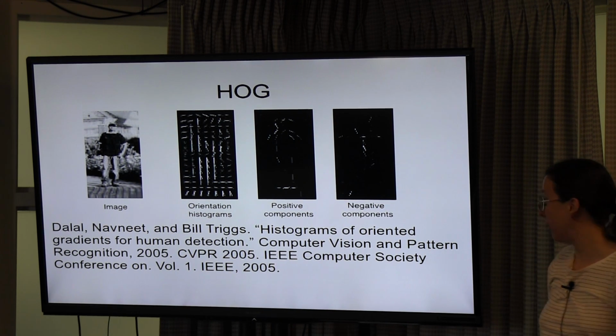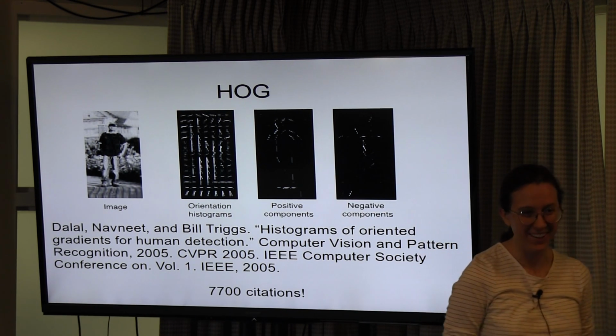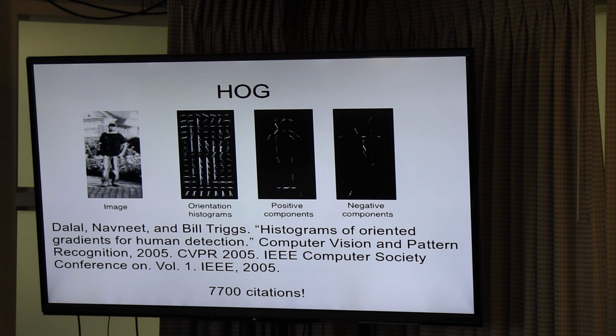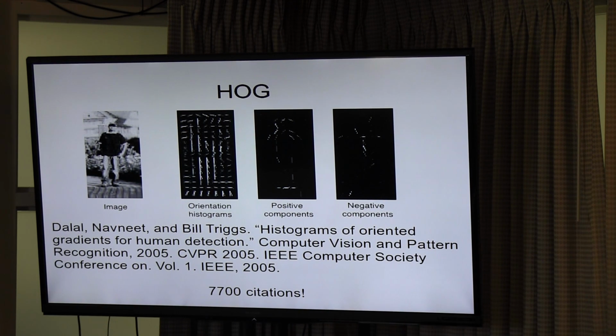Okay. So this paper was in 2005. It now has 7,700 citations. It was pretty influential in terms of how we do object recognition, and it's still the most popular feature set. It's what Pedro uses in his classifier too, these types of features.